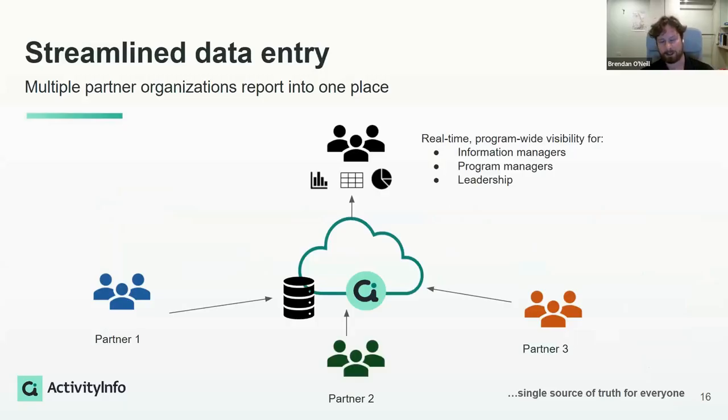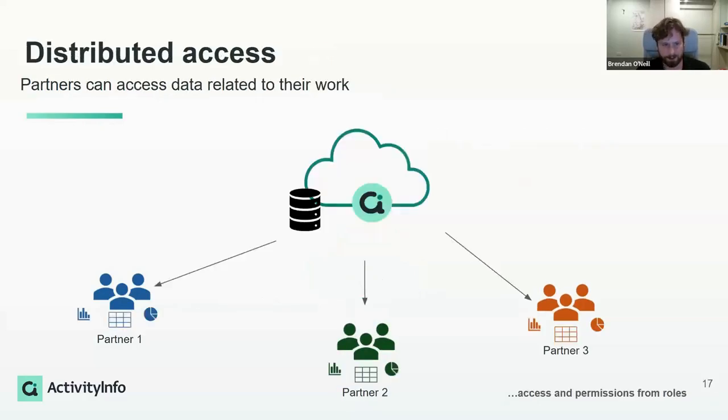It's just there. This really helps any of your information managers, program managers, leadership. They've got real-time program-wide visibility of everything coming in. So if you've configured your analyses and reports, as that information's coming in, they're getting a live look at it. And it creates the single source of truth for everyone in the organization. You don't have files or shared folder structures in different platforms where you're constantly hunting for data. You know that the data that's in ActivityInfo is the one that is reliable.